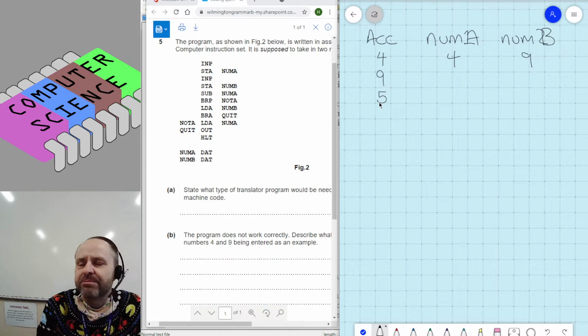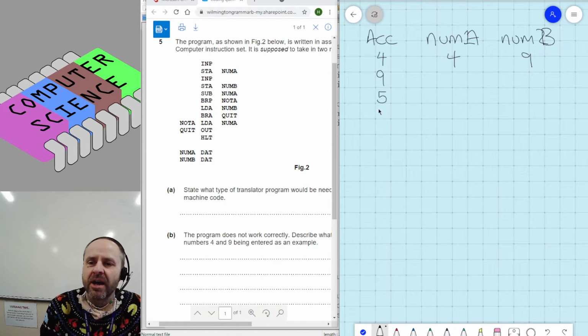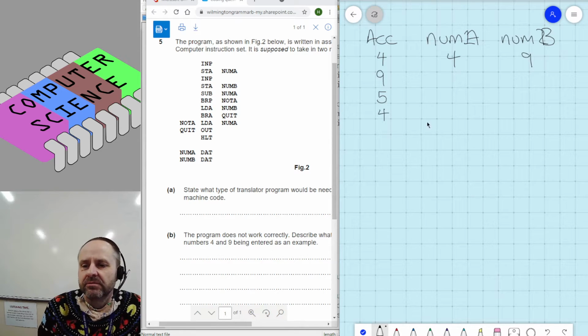Now, the next instruction says branch plus not A. So what does that do? So we're going to follow that branch instruction, aren't we? Right. So we're going to go to not A, which says load the value num A to the accumulator. So the accumulator ends up with 4 in it, because I've looked that up. And then we output it. So I'm going to put down here, I'm just going to say out 4. Right, so that's what the program does.